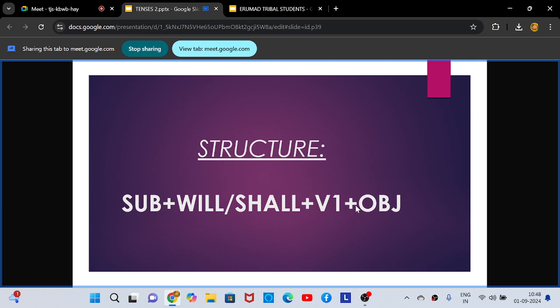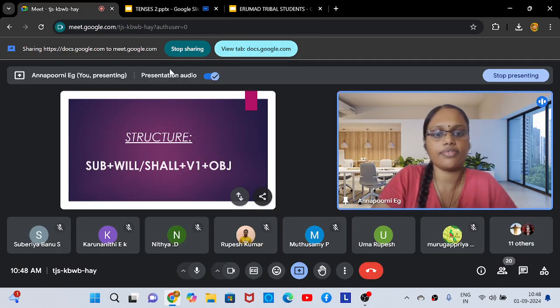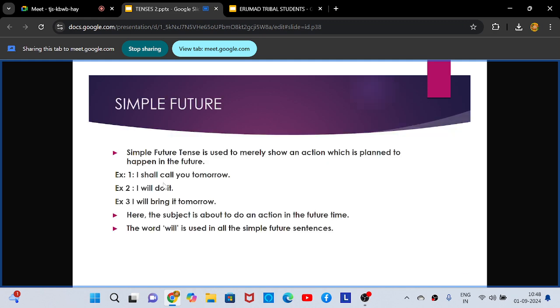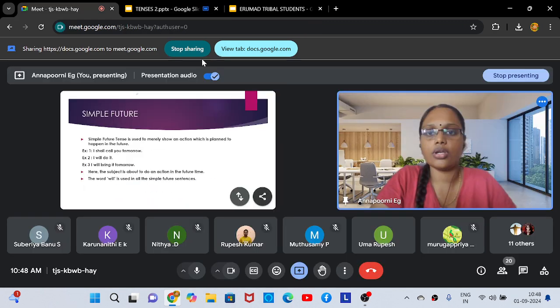We also call this the base form because this is the base for all forms. It is just like a newborn baby. It has no addition, no alterations, nothing. It is in the original form. So the V1 form is always the original form, and that is why we also call it the base form. Here you can see, I shall call you.